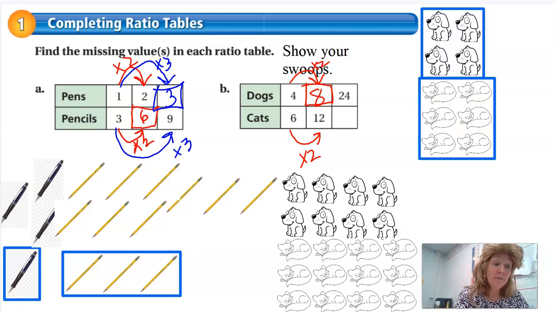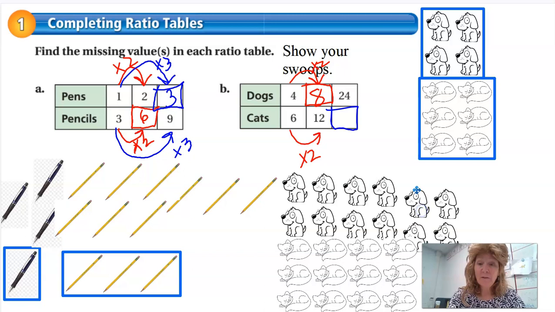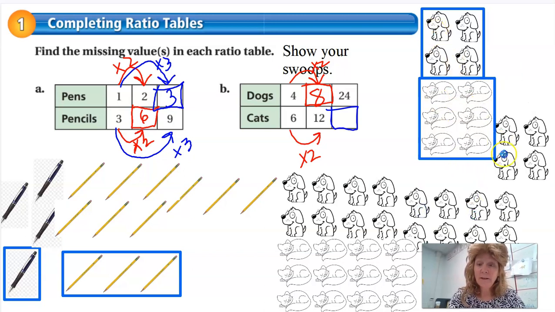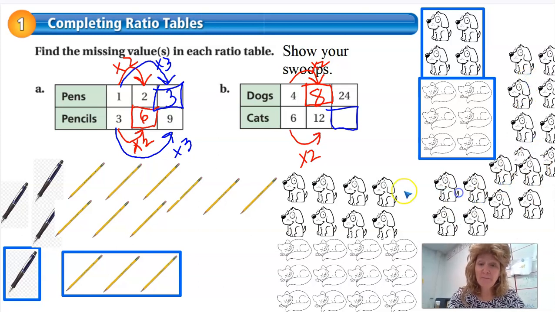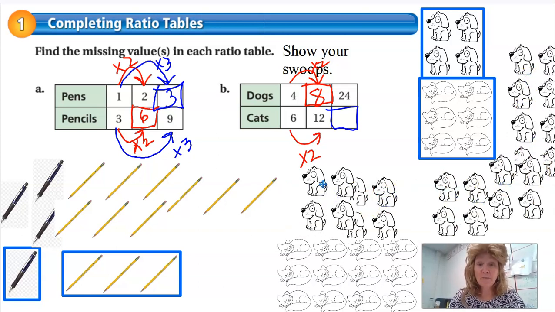So now on this one, I have a missing number of cats. I don't know how many cats, but I have 24 dogs. So right now I have 4, 8, 12, 16, 20, 24. I have 24 dogs. You know there's going to be more cats. So what did I multiply the dogs by? I have 1, 2, 3, 4, 5, 6 sets.